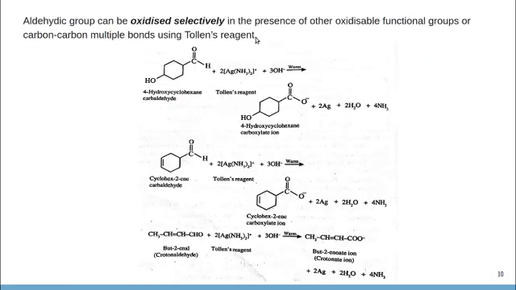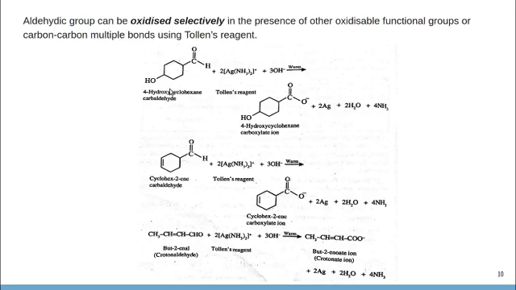Now let us know one of the benefits of Tollens reagent, that is it is selective. It is very selective for oxidation. The aldehyde group can be oxidized selectively in the presence of other oxidizable functional groups or carbon-carbon multiple bonds using Tollens reagent. That is highly selective for oxidation of the aldehyde group only.